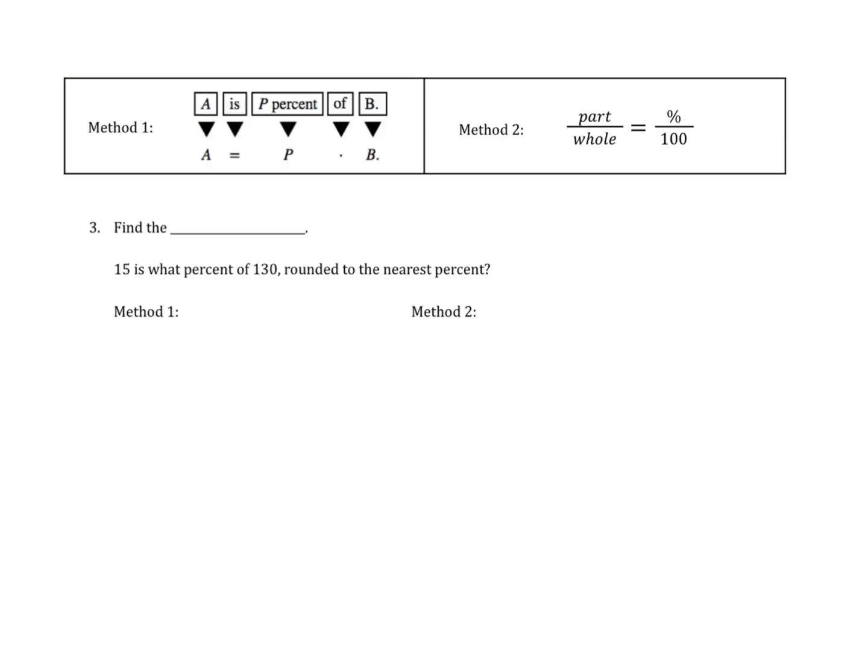Now we're going to start some problem solving with percents. In percent problems, there are 3 components: the part, the whole, and the percent. So when you're solving any percent problem, you first want to identify which one you're finding. In part 3, it says find the blank. So what are we finding in this problem? 15 is what percent of 130 rounded to the nearest percent. So it seems that we are finding the percent.